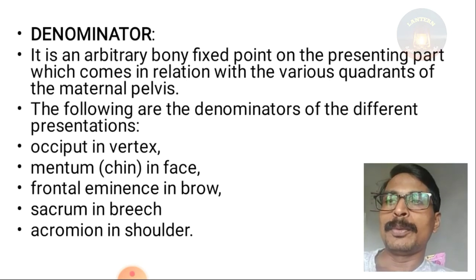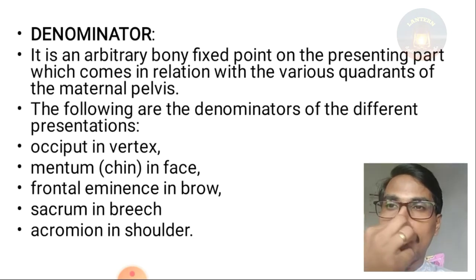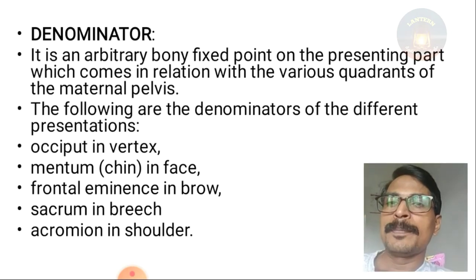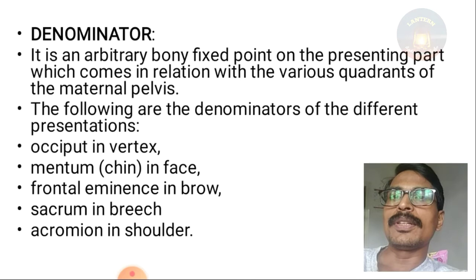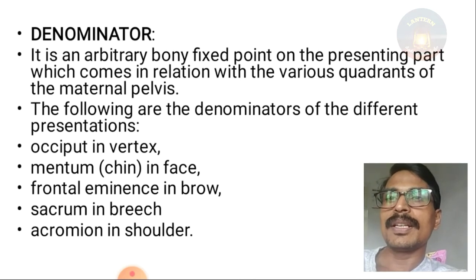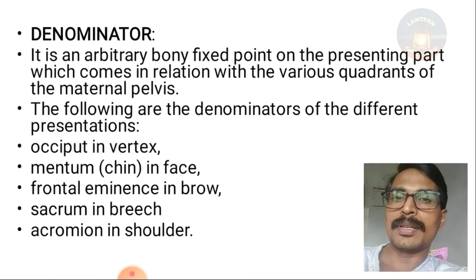You can see occiput in case of vertex presentation, mentum in case of face, frontal eminence in case of brow, sacrum in case of breech, and acromion in case of shoulder presentations. So once again, it is an arbitrary bony fixed point on the presenting part, which comes in relation with the various quadrants of maternal pelvis.